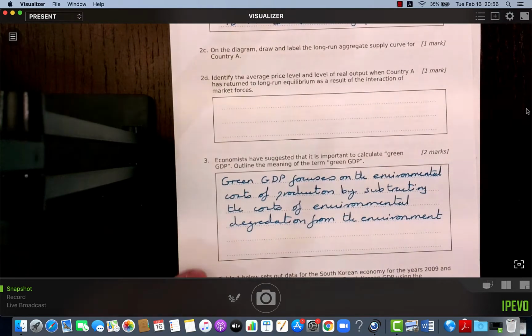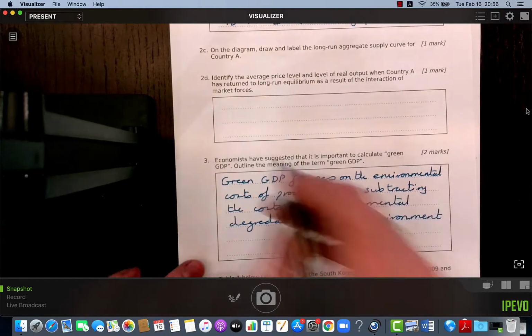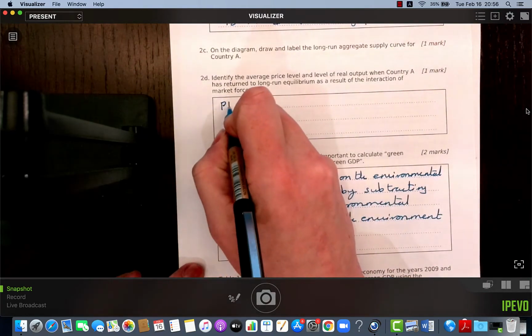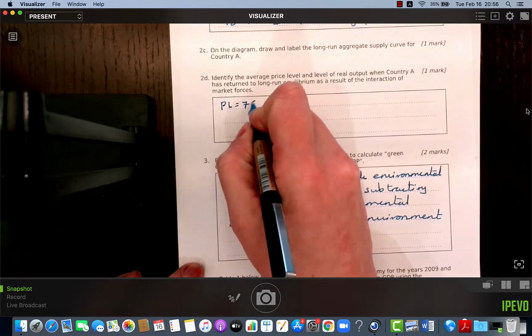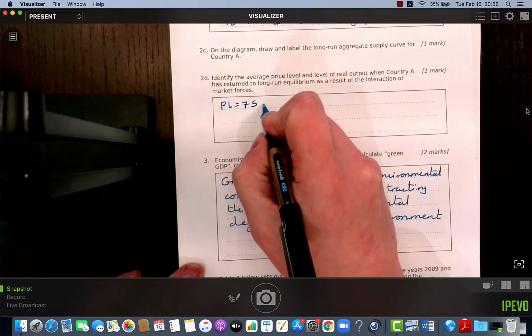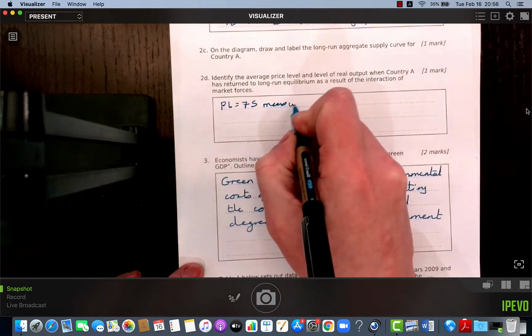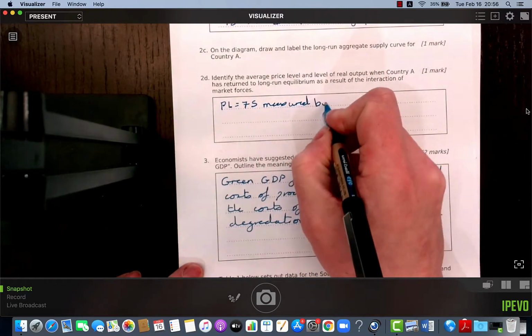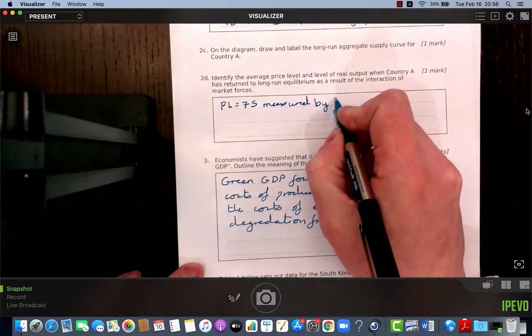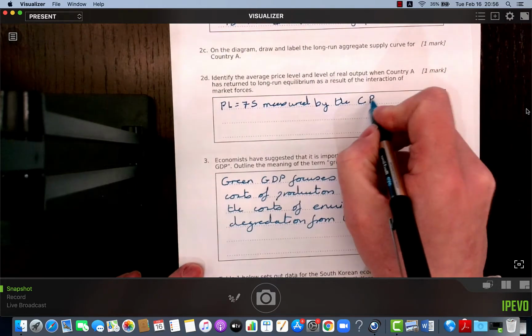Now, so therefore, I'm just going to write down here the PL or price level equals 75, and what's that measured by? Measured, I can't talk and write at the same time, by the CPI, the Consumer Price Index. And how do I know that?